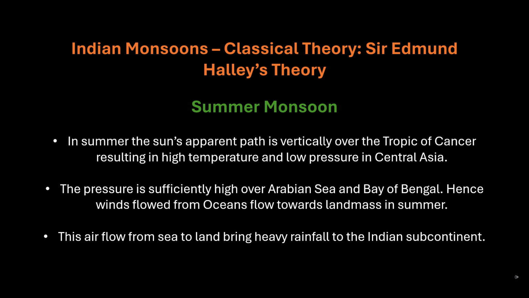Indian monsoons. Classical theory. Sir Edmund Halley's theory. Summer monsoon. In summer, the sun's apparent path is vertically over the Tropic of Cancer, resulting in high temperature and low pressure in Central Asia. The pressure is sufficiently high over the Arabian Sea and Bay of Bengal. Hence winds flow from oceans towards landmass in summer. This airflow from sea to land brings heavy rainfall to the Indian subcontinent.